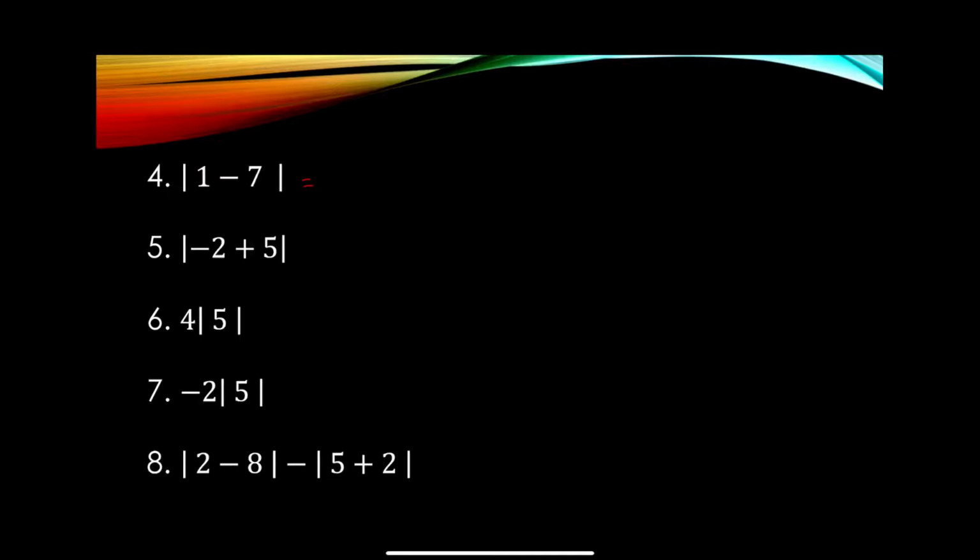Let's do the operation inside the absolute value and keep the absolute value. So it's the absolute value. We know that 1 minus 7 is a negative 6. So what's the absolute value of negative 6? We said if it is negative, then convert it to be positive. So it's 6.